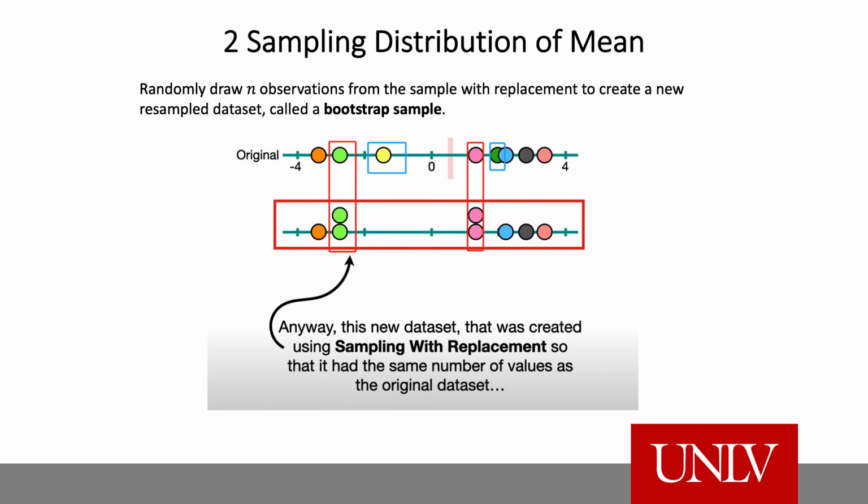Next comes the key step, which is resampling with replacement. We randomly draw n observations from the original sample, but we allow the same observation to be selected more than once. Because we are sampling with replacement, some data points may appear multiple times in the new dataset, while others may not appear at all. This new dataset is called a bootstrap sample, and it has the same size as the original sample.